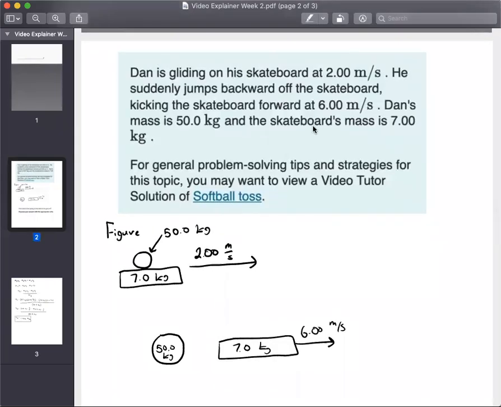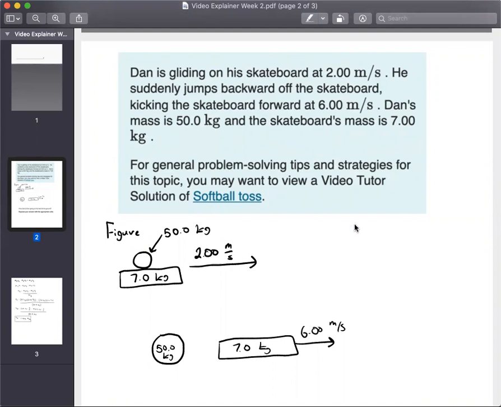The problem I'm going to be solving is: Dan is gliding on his skateboard at 2 meters per second. He suddenly jumps backwards off the skateboard, kicking the skateboard forward at 6 meters per second. Dan's mass is 50 kilograms, and the skateboard's mass is 7 kilograms.